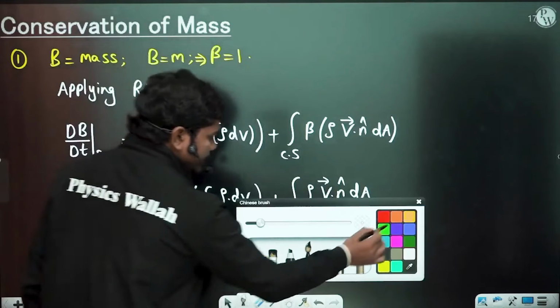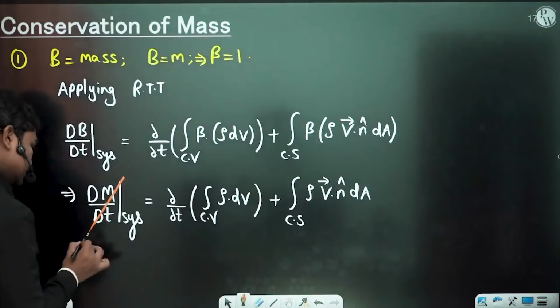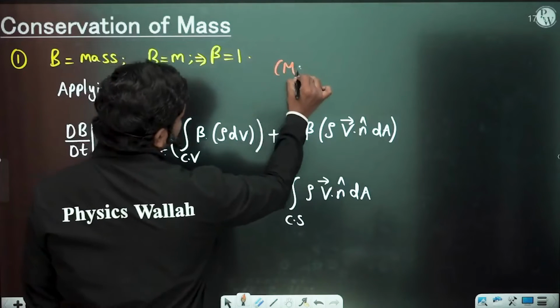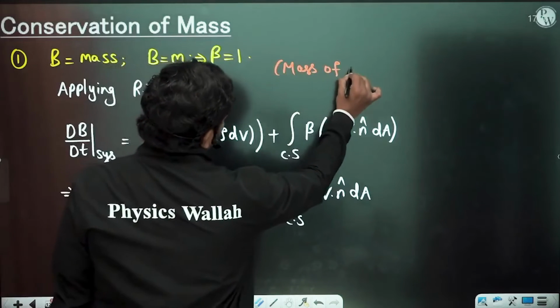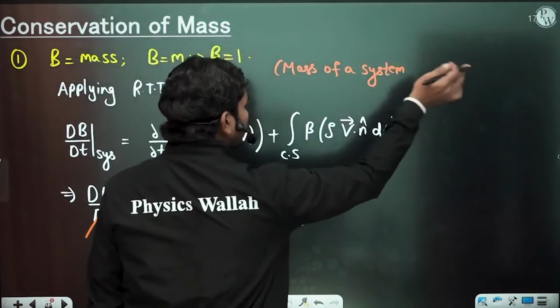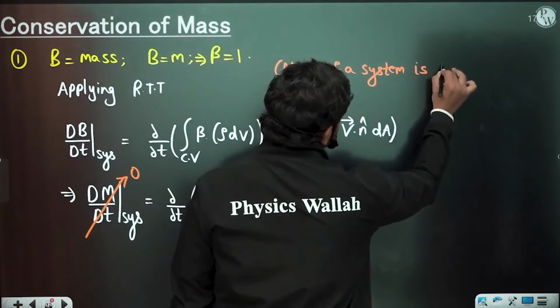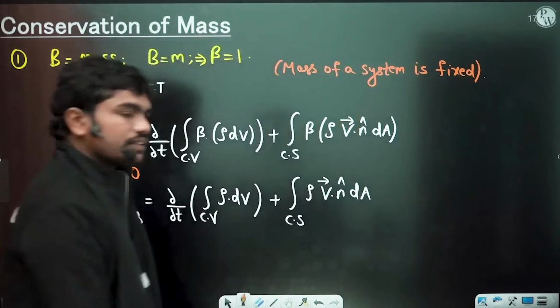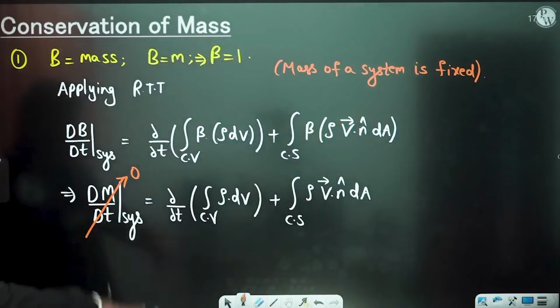Now for mass, this dm by dt of the system is actually 0, because the mass of a system is fixed. Mass within the control volume can change depending upon inflow and outflow, but the mass of a system is fixed. If I fix some matter, then the mass of that matter is actually fixed, right? Now let us see what comes here.